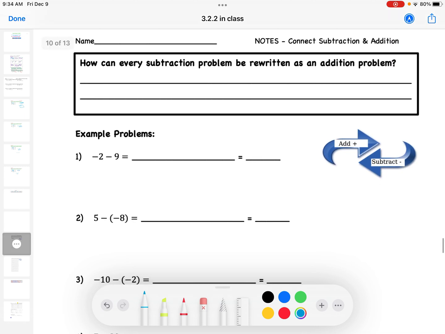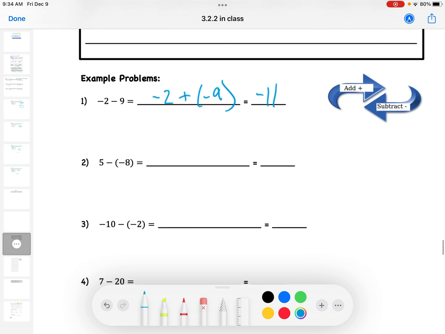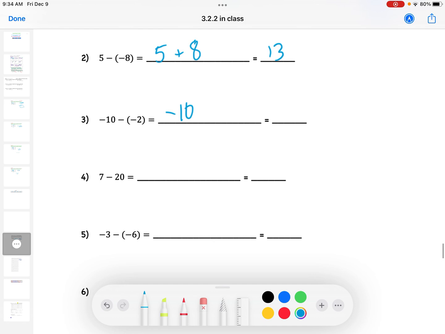All right, let's do a couple of problems here. Rewrite as an addition, right? So this would be -2 plus a -9. What's my answer? That's a -11. Right? We rewrite 5 plus the opposite of -8, which is a +8. Answer is 13. -10 plus the opposite of -2, that's 2. What's that answer? That's a -8.